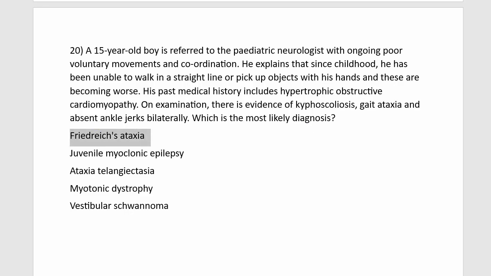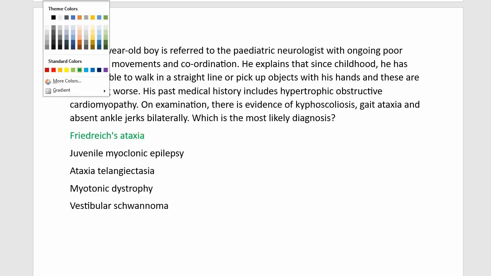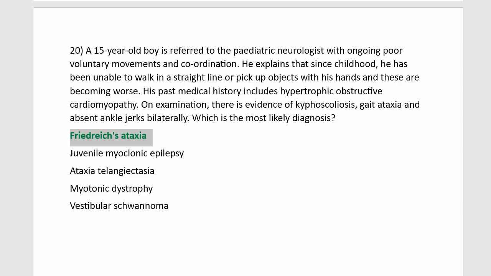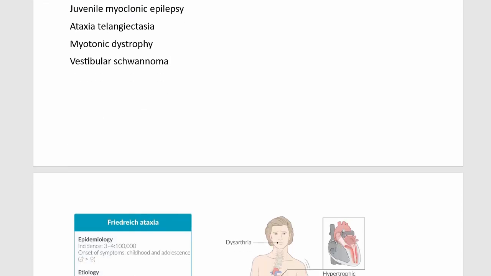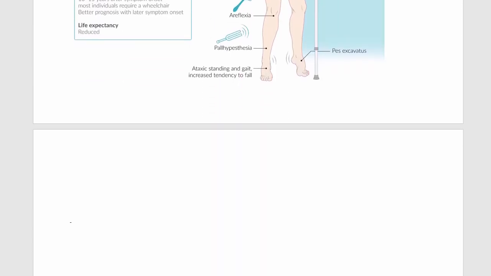So the correct answer to this is Friedreich's ataxia. But let's go through the other ones just so we can rule out why it isn't the other ones. So juvenile myoclonic epilepsy.